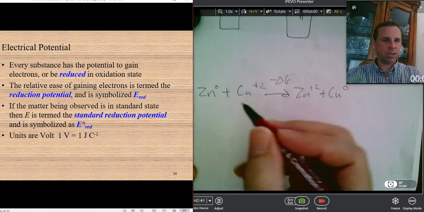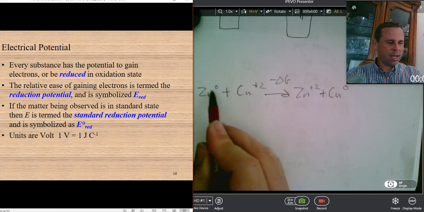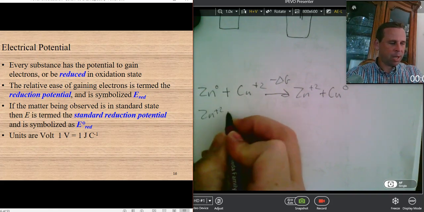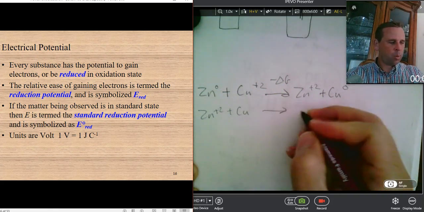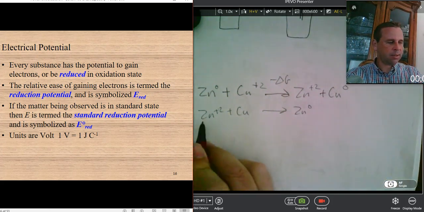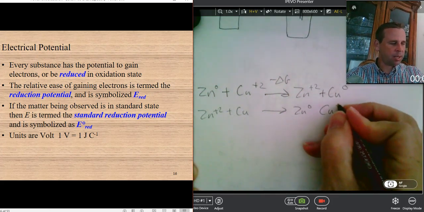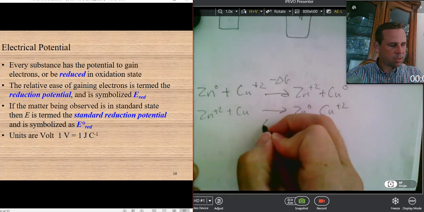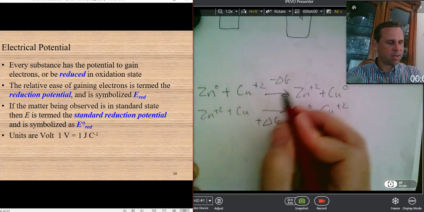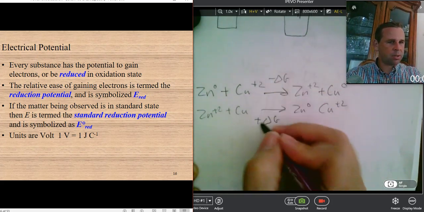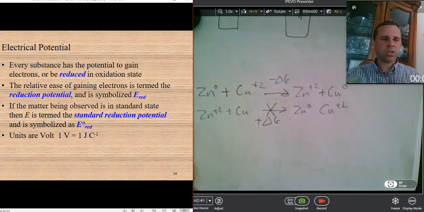But the reverse reaction, zinc ion, right, combining with copper metal, where we're expecting the zinc to take the electrons from copper and make copper ions, that process has a positive delta G. It's the exact opposite, right? So it's the same value again, just a different sign. And so that reaction is not spontaneous and will not occur going that direction by itself.